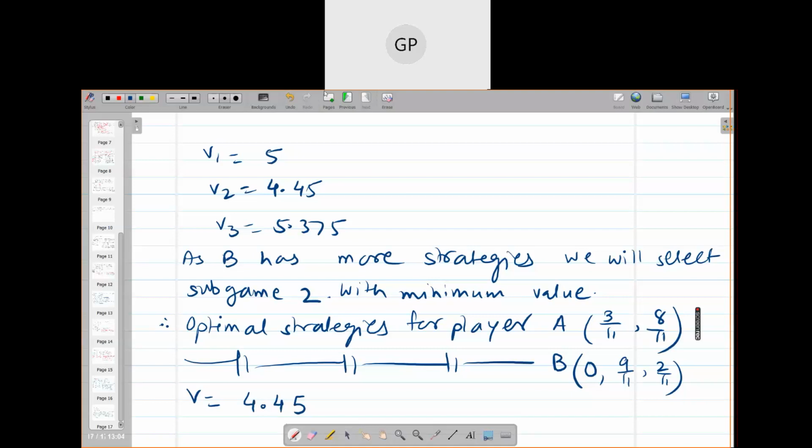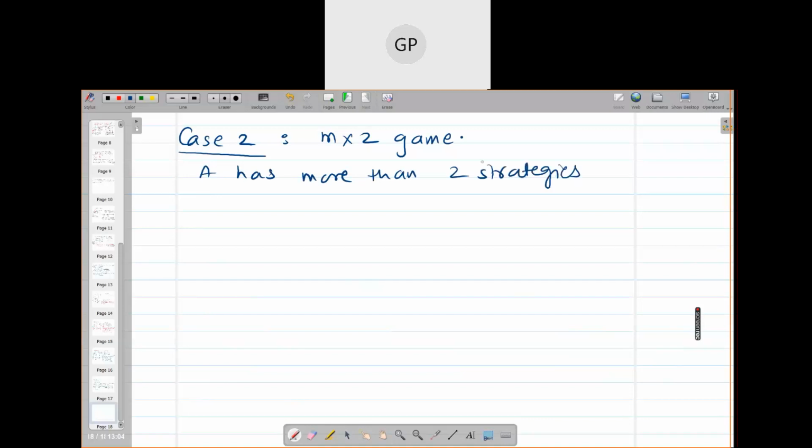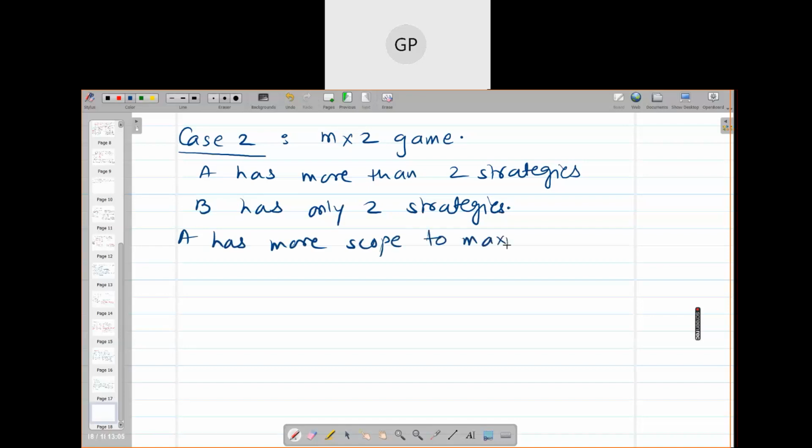Okay. In the other case, what will happen? A will have more than 2 strategies. Yes, A has more than 2 strategies. B has only 2 strategies. So A has more scope to maximize his gain.